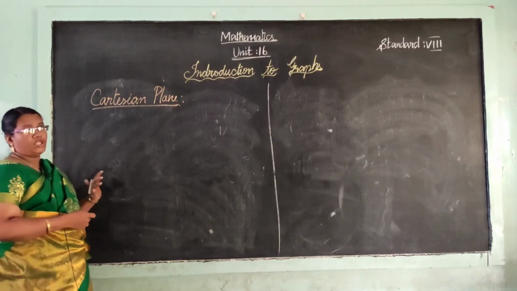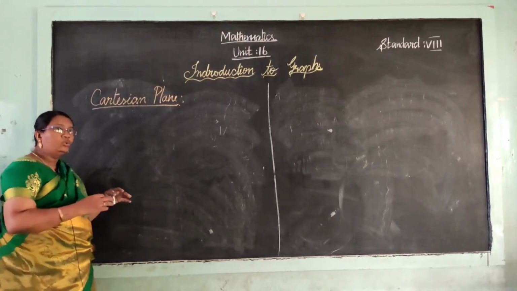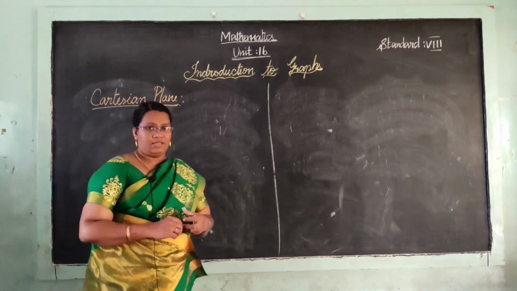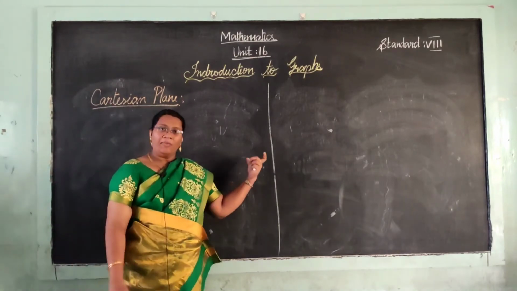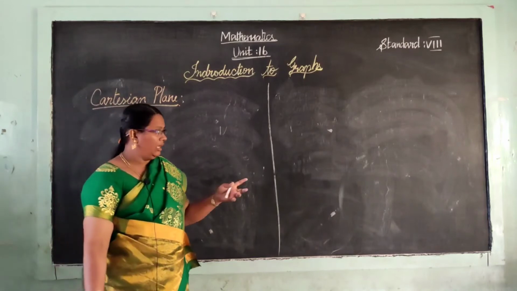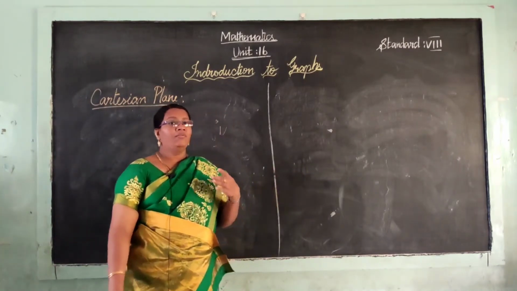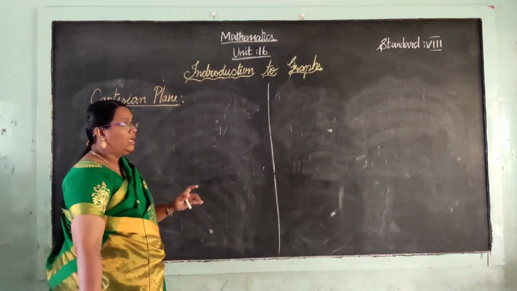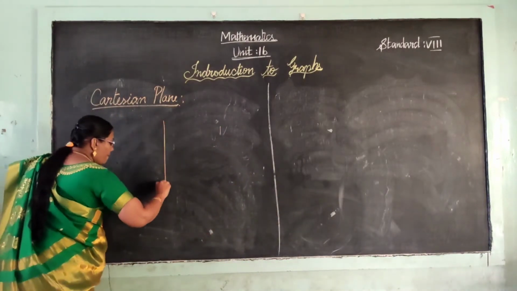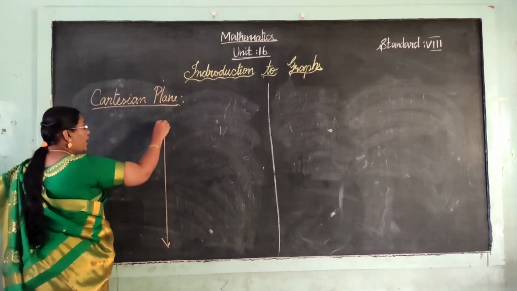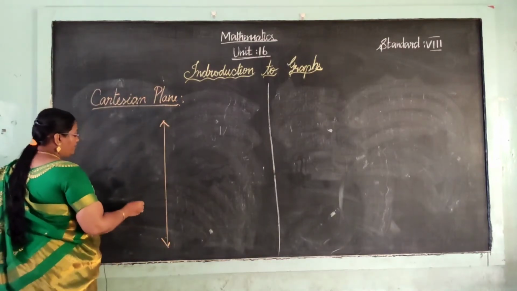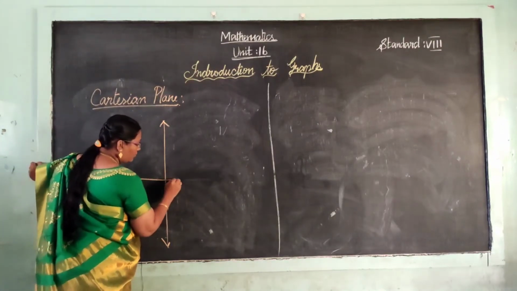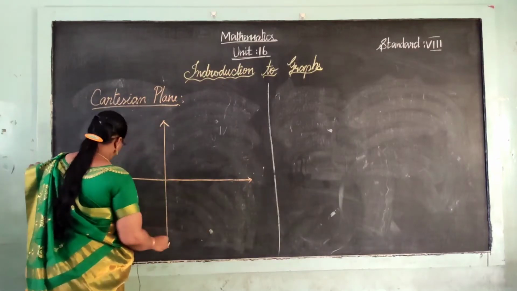What is meant by the Cartesian plane? We have considered two number lines, one horizontal and another vertical. First I draw one vertical line and another horizontal line.